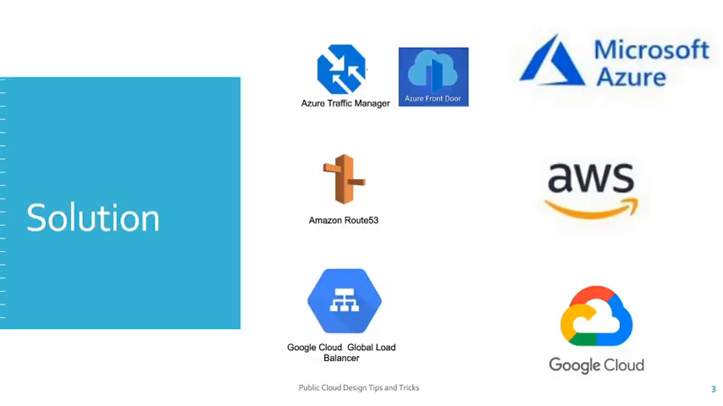To realize this, Microsoft Azure has Azure Traffic Manager and Azure Front Door, AWS has Amazon Route 53, and Google Cloud has Google Cloud Global Load Balancer.